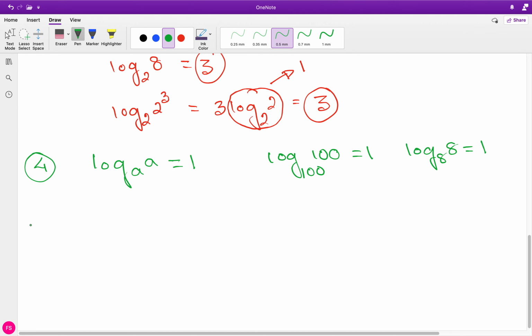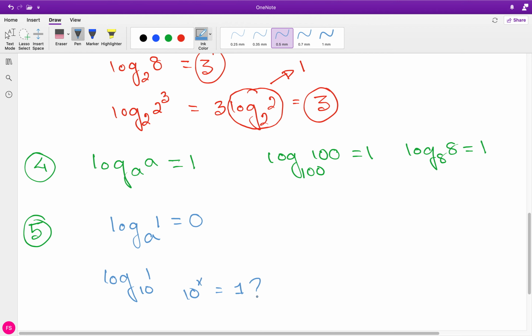The last rule for the day is, okay, different color. Log of 1 to a base of anything. This always gives us 0. How? If you have log of 1 with the base of 10, 10 to the power of what will give you 1? 10 to the power of 1 is 10, so it has to be less than that. 10 to the power of 0 will give you 1.